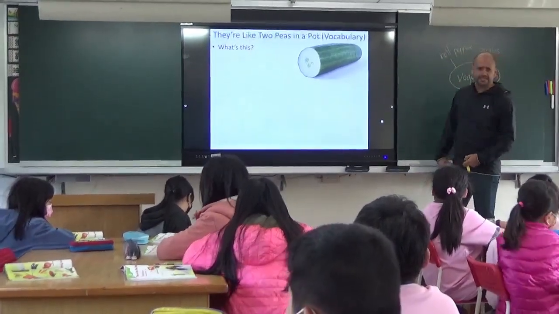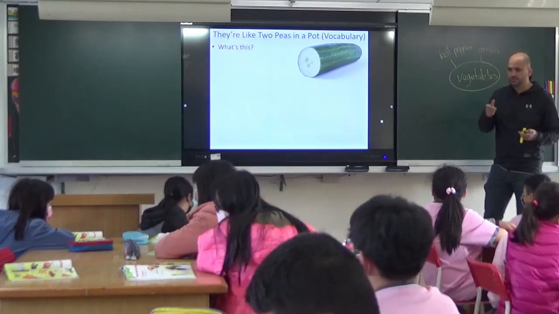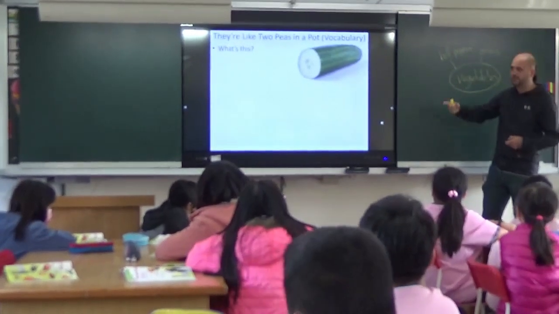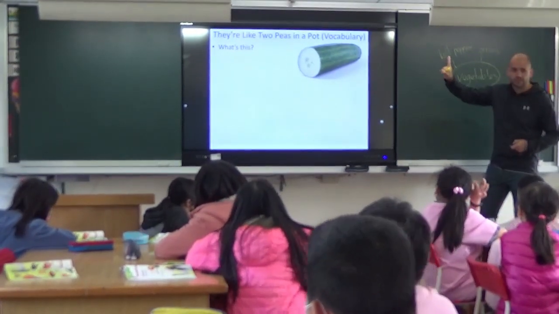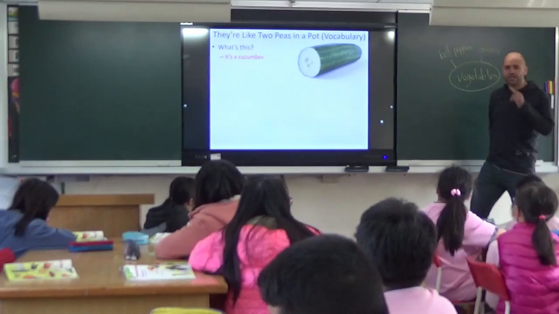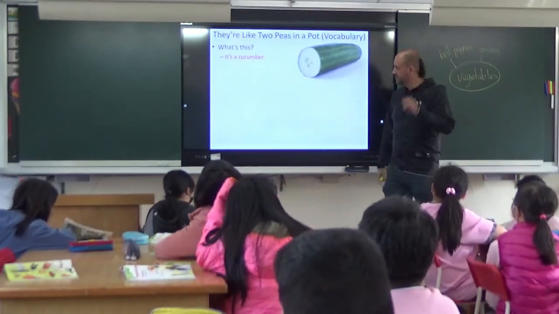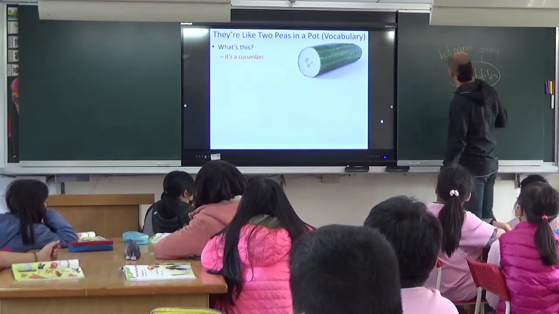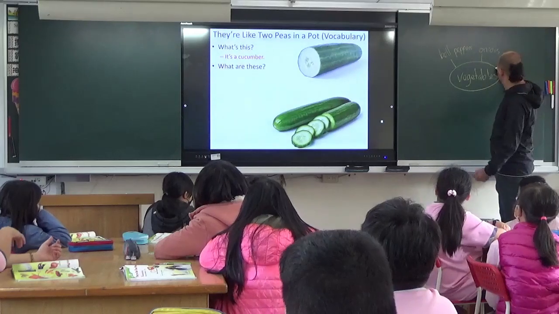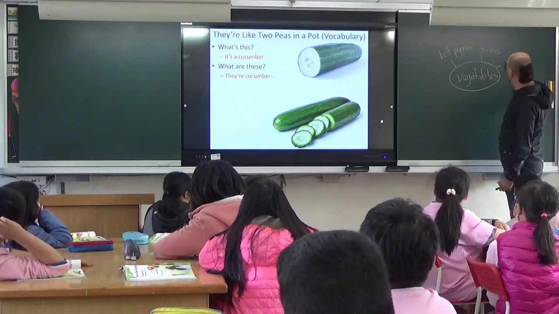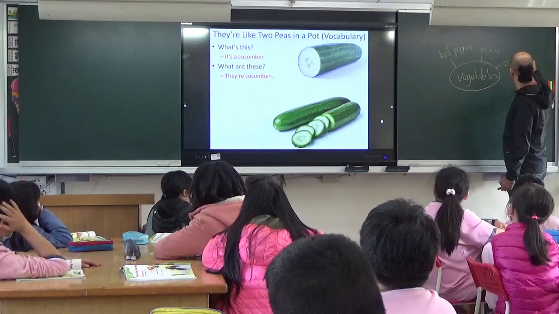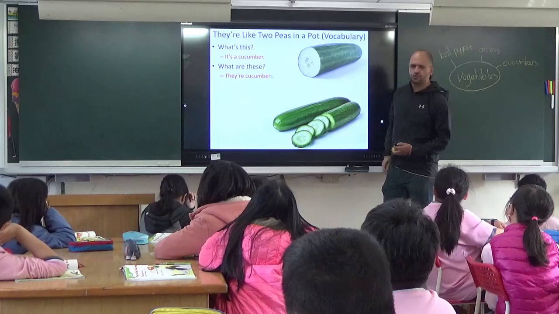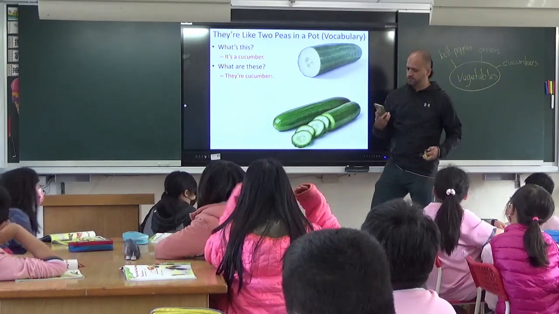All right, then we have the next vegetable. What's this? Cucumber. But I only see one, so you say it's a cucumber. A cucumber. And what are these? They're cucumbers, right? Okay. Good.